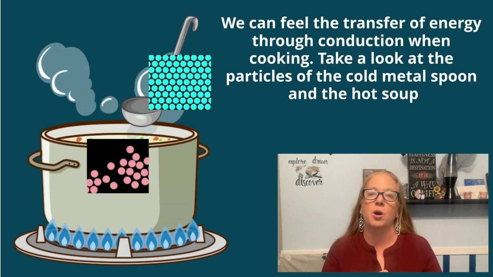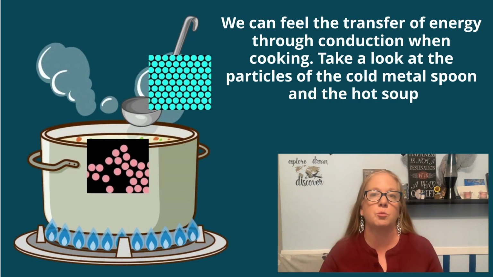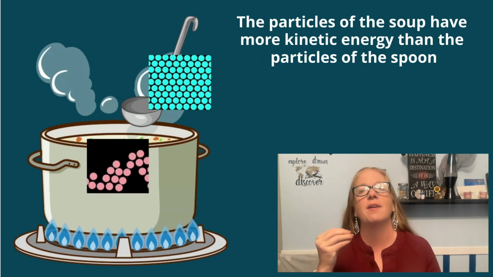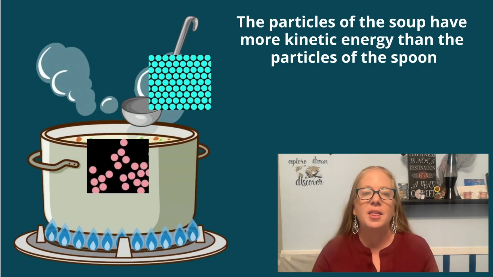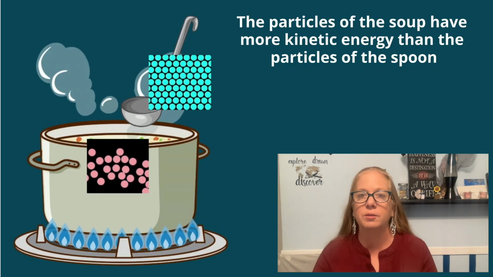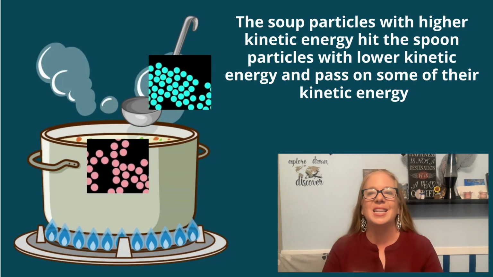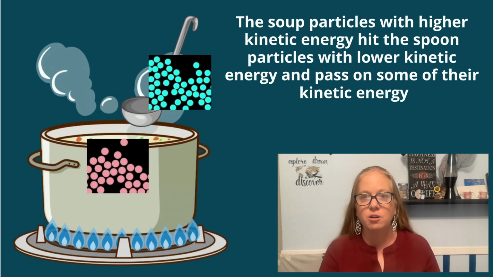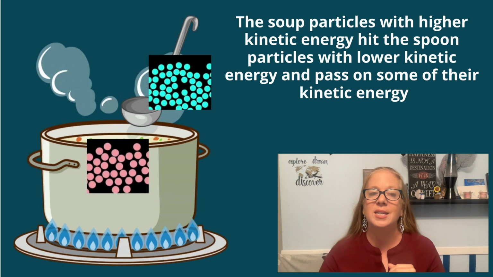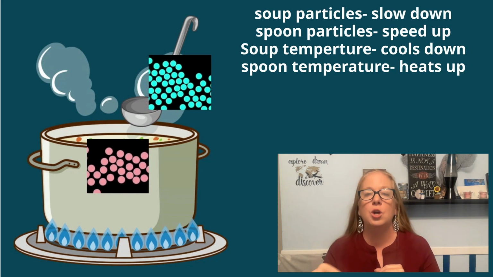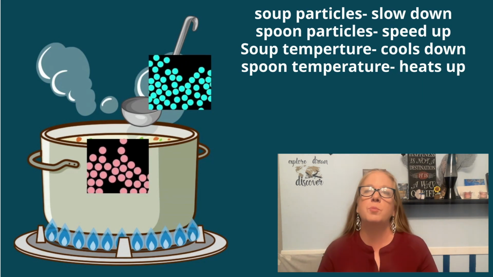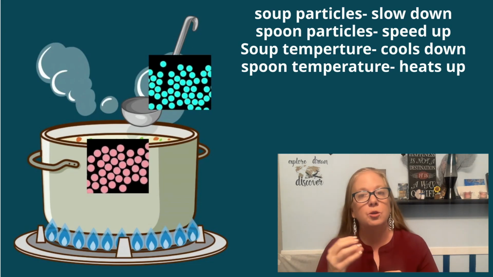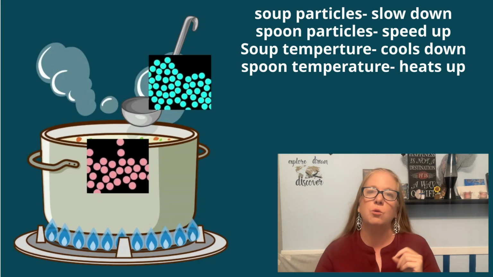Now, take a look at the particles in the cold metal spoon and the hot soup. The particles of the soup have more kinetic energy than the particles of the spoon. If the spoon is left in the soup, particles would transfer their kinetic energy to the spoon through conduction. The soup particles would slow down and the spoon particles would speed up. And this would cause the soup to cool and the spoon to warm up.